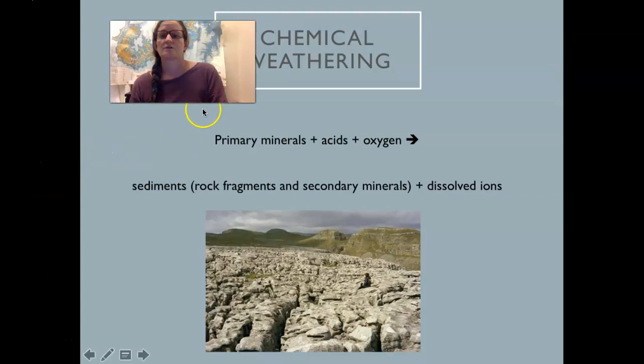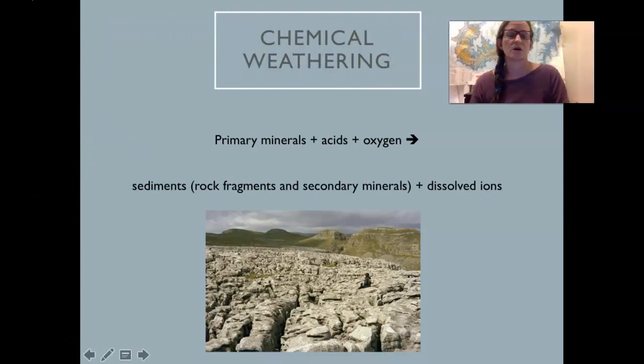Okay, so here is what the general equations look like for chemical weathering. You have the primary mineral in a rock in the presence of oxygen in an acidic environment. So there'll be an acidic solution. Something happens there, a chemical reaction, and then the result is going to be sediment, primary and secondary minerals, and then the dissolved ions that are washed downstream.